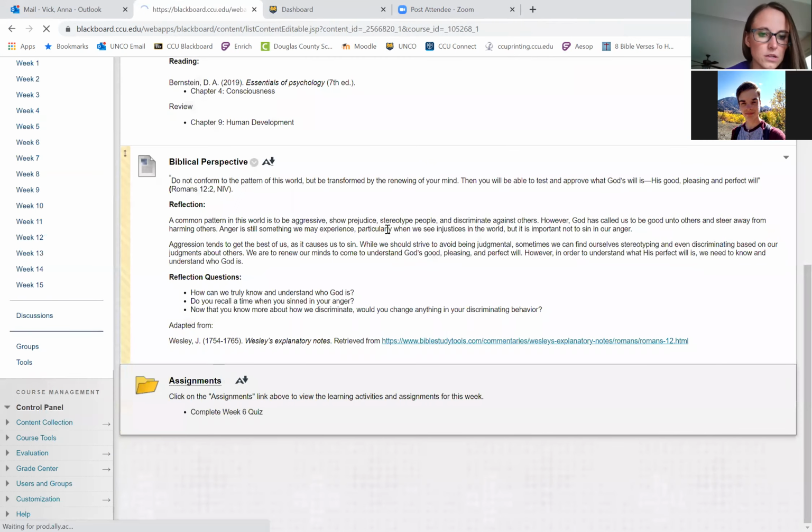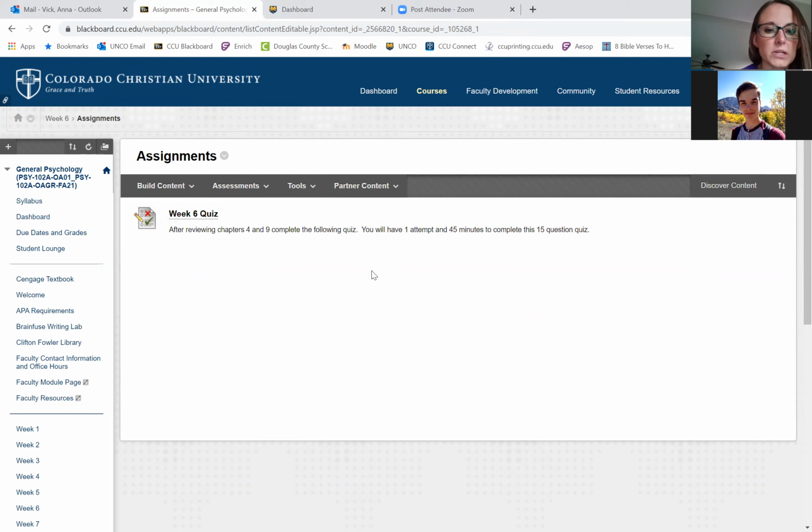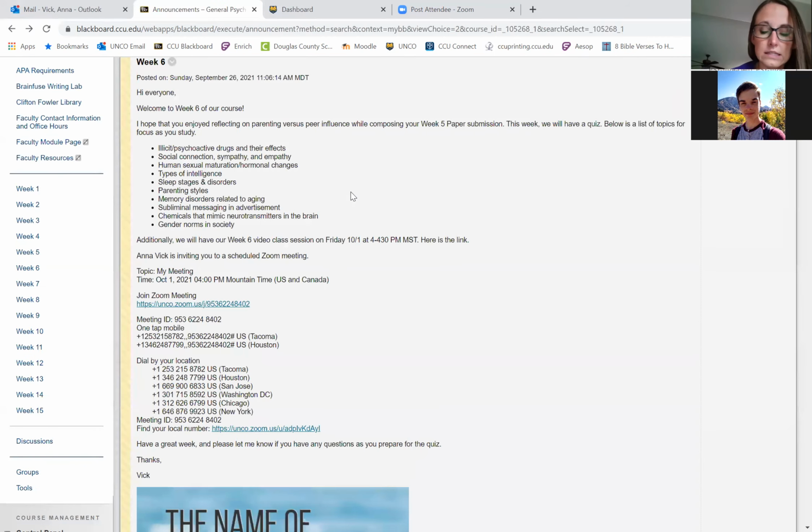So I'm going to click real quickly here, go back to the quiz. Remember, the assignment description for the quiz tells us after reviewing chapters 4 and 9, you'll complete the quiz. So the content, the bulk of it that you need is going to be presented to you there. And obviously just keep going through the course content for each of the tabs in Blackboard.